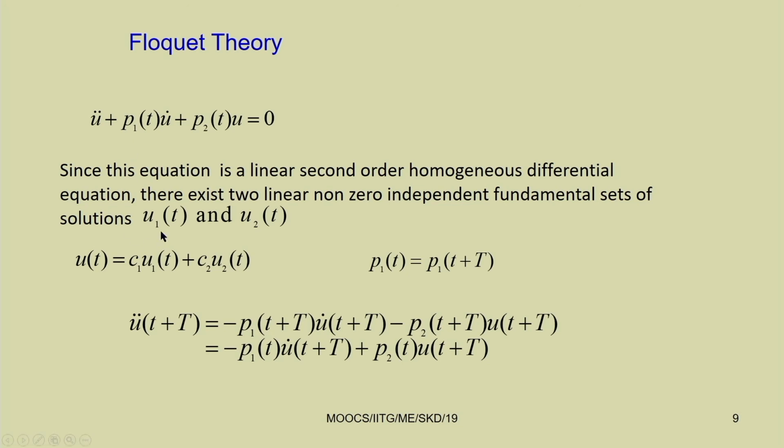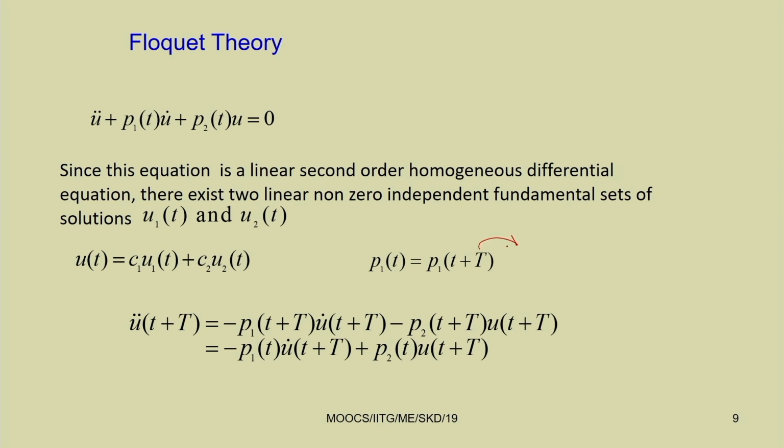For example, let us take u1(t) and u2(t) as the two fundamental solutions. As these are fundamental solutions, a linear combination of them is also a solution. So, we can write u(t) equal to c1 u1(t) plus c2 u2(t). We are assuming that p1(t) and p2(t) are periodic functions of time, that means p1(t) equal to p1(t plus T), where T is the time period. So, after one period this value must be the same.